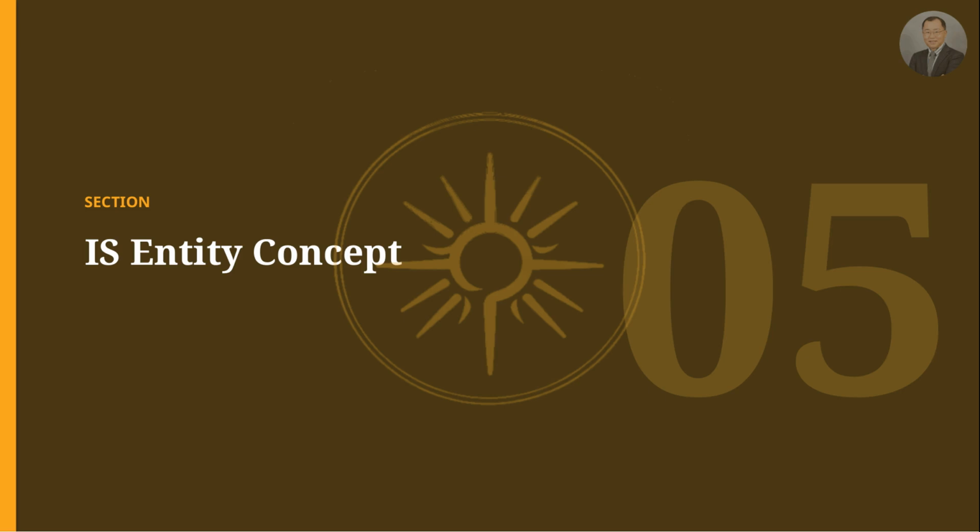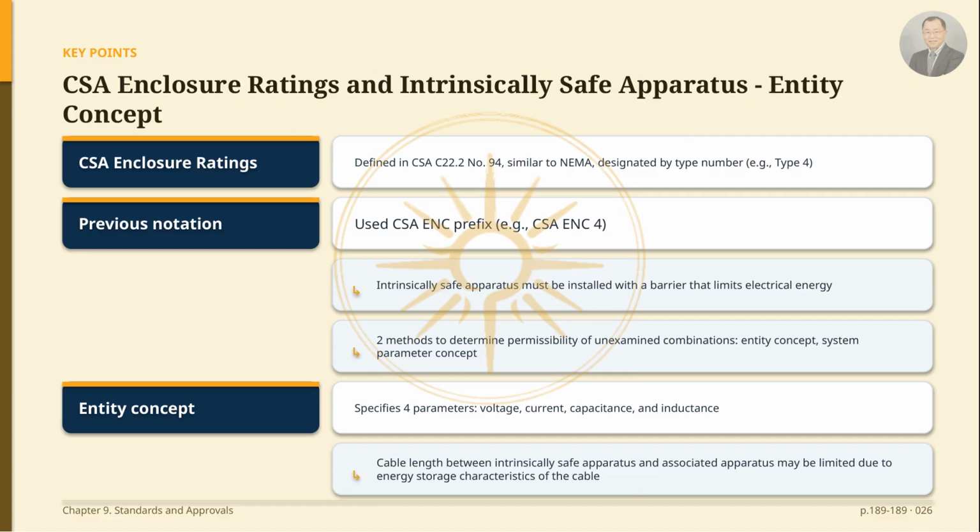Next, we turn to the IS entity concept. I'd like to introduce CSA enclosure ratings and intrinsically safe apparatus. CSA enclosure ratings are defined in CSA C22.2 No. 94. They are similar to NEMA ratings and are designated by type numbers, such as type 4.